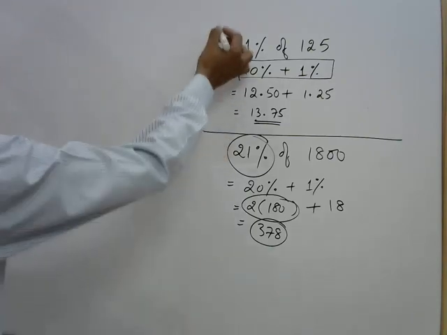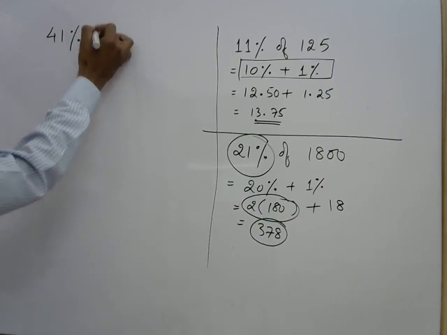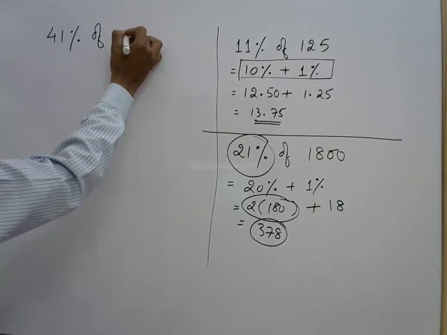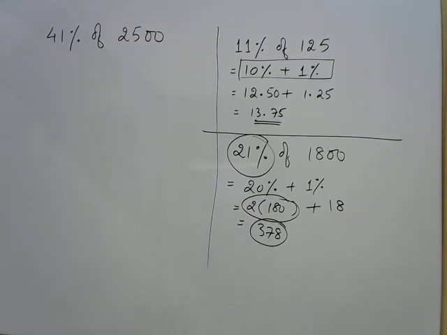Okay, suppose we need to calculate 41% of 2500. I'll give you an easy number first. Now see, just visualize 41% as 40 plus 1%, and take 40 as 4 into 10%.